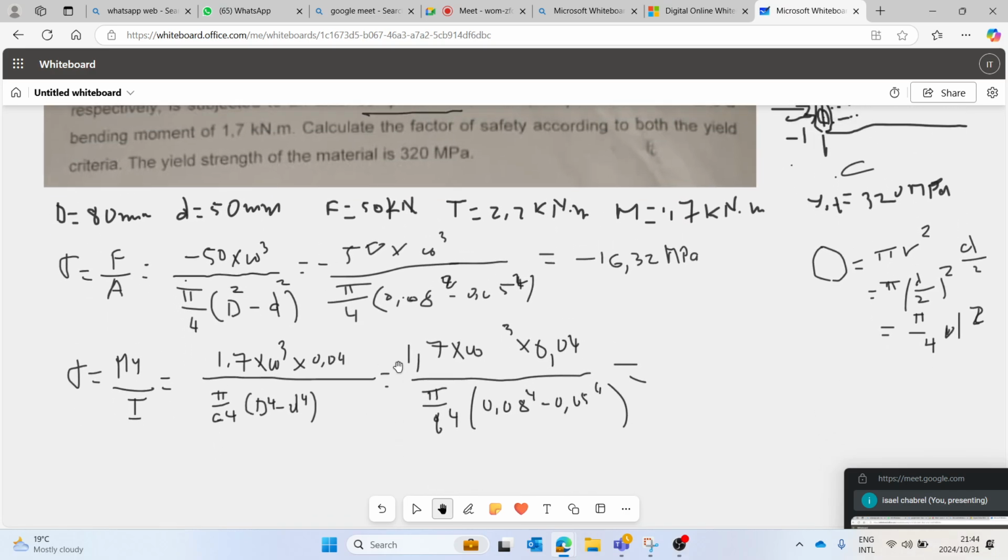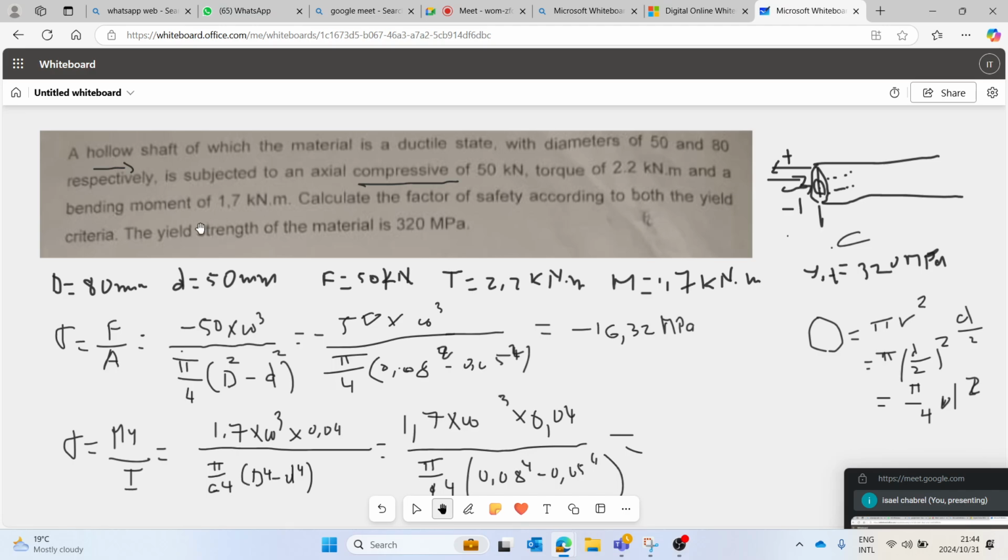Okay, let me answer you. What I'm saying, the bending is positive. When you read the problem, they say compressive, right? Do you agree that this force is negative because of this information?